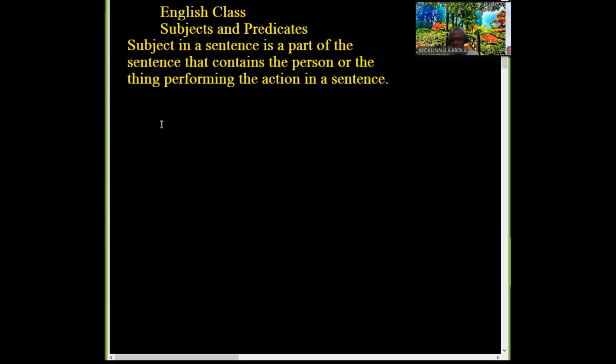Predicate in a sentence is the part of a sentence or clause containing the action that is being performed. It is stating the verb, it contains the verb stating something about the subject. So we can say predicate.